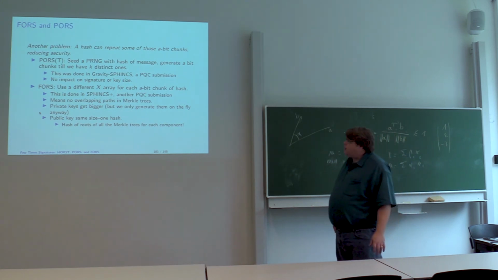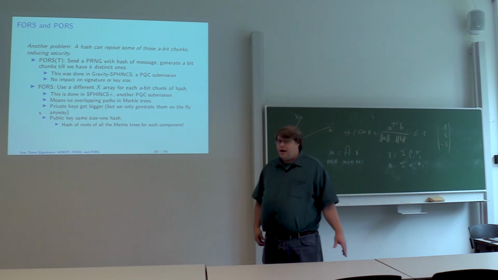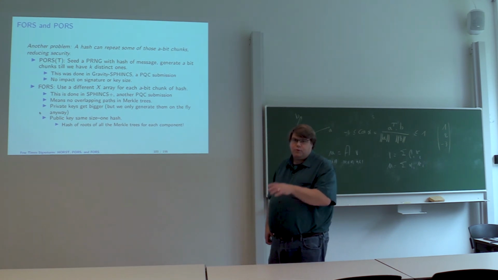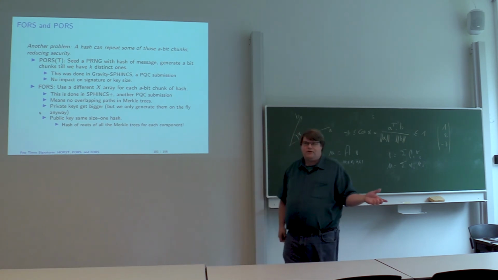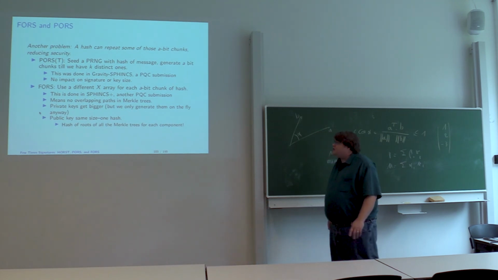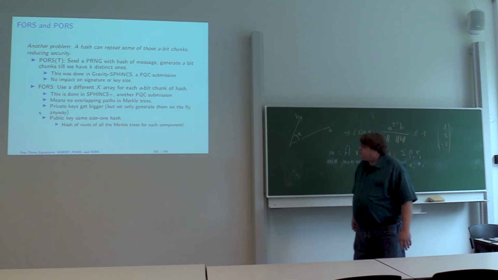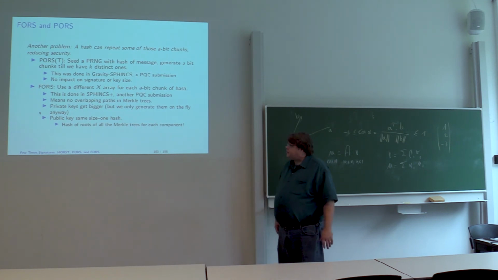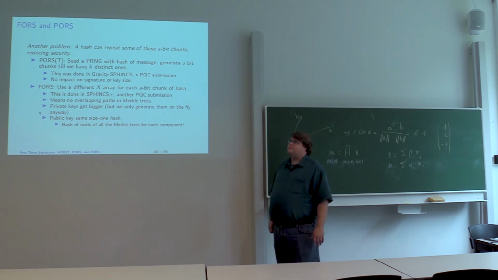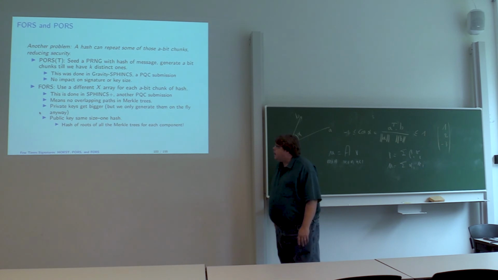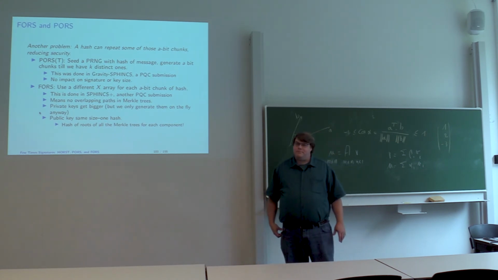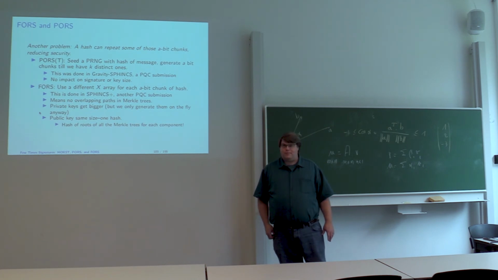So remember, the other problem we talked about was that a message could have the same value in multiple of these 16-bit chunks, and then it would reduce its security and make it easier to forge. So there were two solutions that people suggested. Gravity Sphincs, which was a post-quantum submission, had one of these. I think actually it was in a paper before that. And this is called PORS: pseudo-random generation onto a random subset.